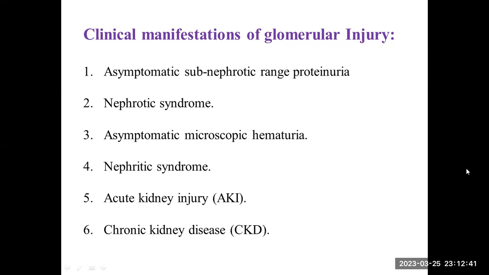And the classical example here is diabetic nephropathy. In diabetic nephropathy, the patient will have microalbuminuria for a long time before eventually progressing into chronic kidney disease and becoming end-stage renal disease.